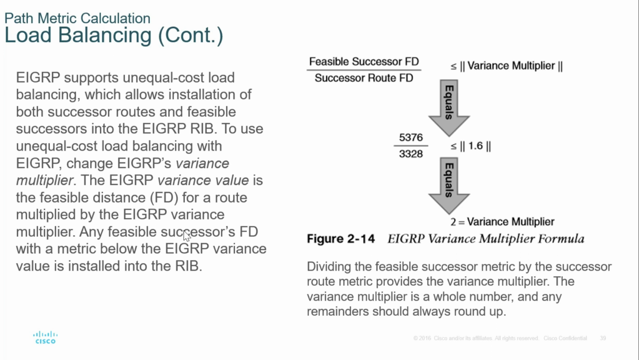So any feasible successors, feasible distance with a metric below the EIGRP variance value will be installed in the RIB. RIB is another name for the routing table, the routing information base or routing table. That is for unequal cost. For equal cost, it must be the same. Okay, so that's it for the first half of EIGRP.